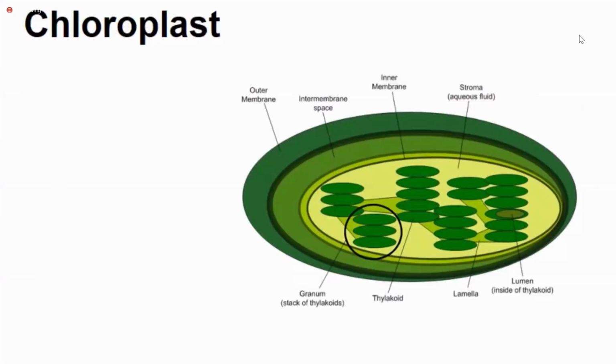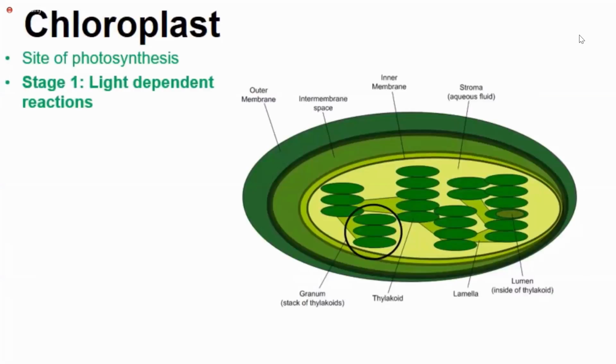Okay, so now let's introduce the structure in cells that allows them to do photosynthesis. This is the chloroplast. What we're going to do is divide photosynthesis into two stages. Stage one is the stage that depends upon sunlight, the light-dependent reactions. And these take place in the thylakoid membranes of a chloroplast.